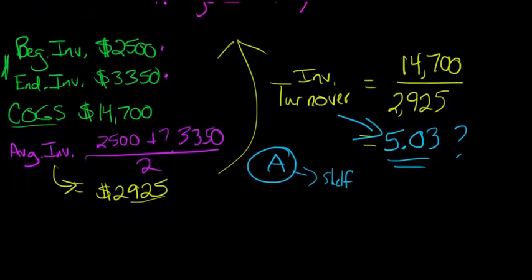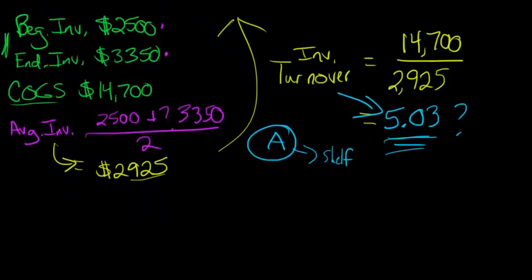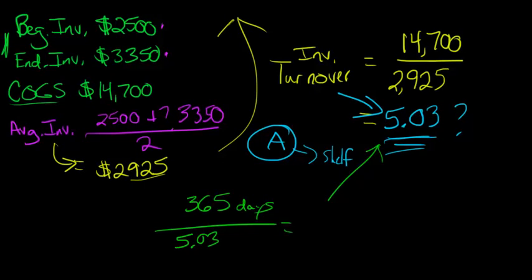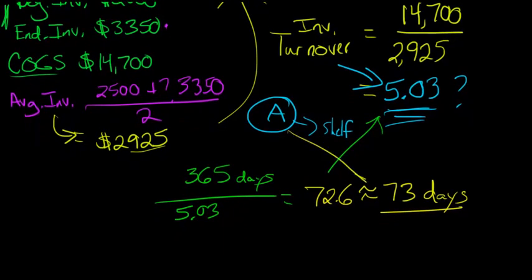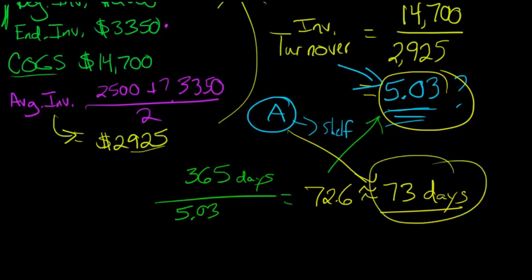Here's another way to think about this. There are 365 days in a year. If we take those 365 days and divide by our turnover of 5.03, what does that give us? That gives us 72.6, which we'll round to 73 days. What does this mean? It means that every 73 days we sell product A. So we can think of it as turning it over 5 times a year, or we can think of it as selling it once every 73 days.